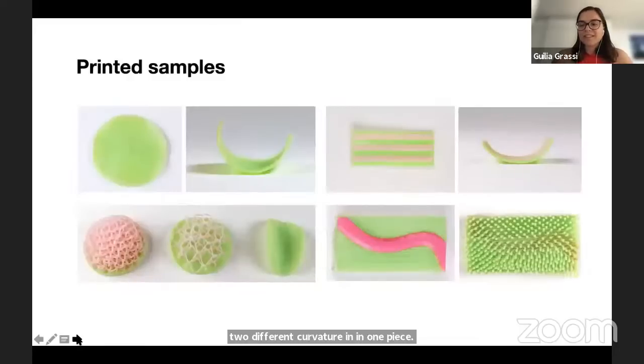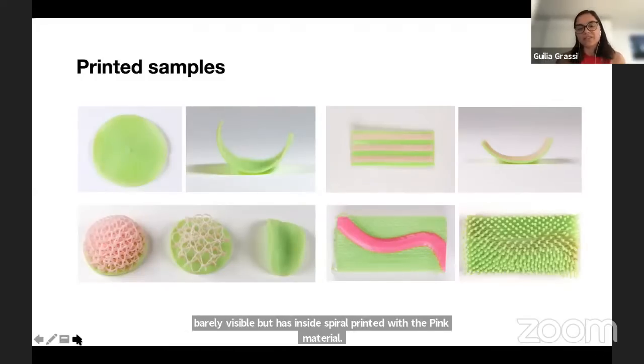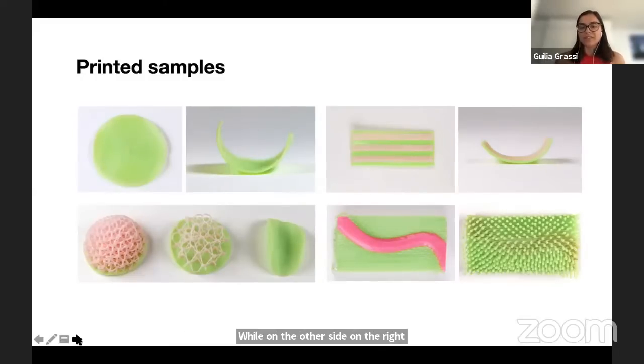And these are other printed samples that show the different printing strategies. So on the left part, on the bottom, on the top, you can see, for instance, that the circle has inside, it's really barely visible, a spiral printed with the pink material, while on the right, we have stripes. So these are different printing strategies to generate bending.